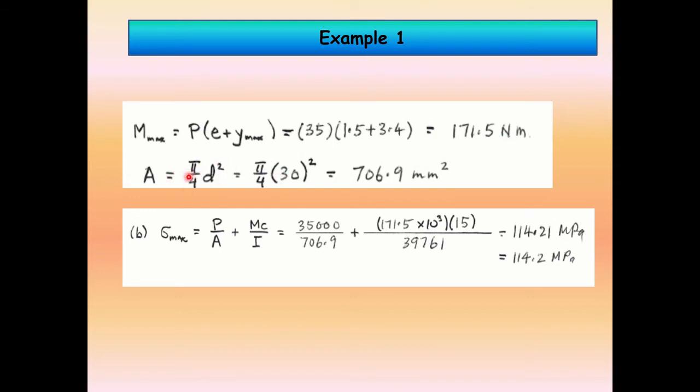Calculate the area. Then to determine the stress max equal to P over A plus Mc divided by I. This is the load applied to the column divided by area. Then this is the moment value. The c is half of diameter divided by I, so you will get 114.2 megapascal.